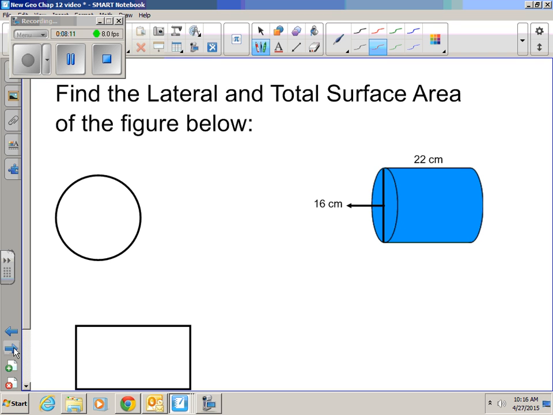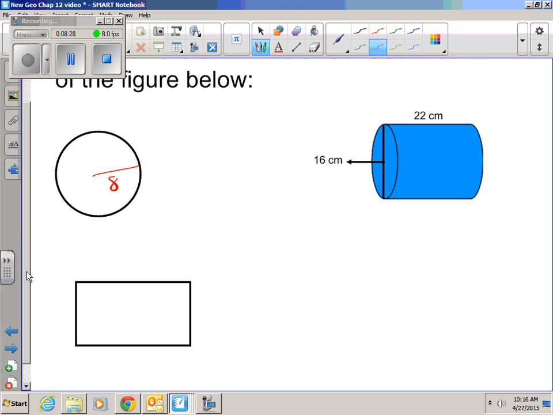So, if I want to find the lateral and total surface area of the figure below, I'm going to have a circle. That's my base. I'm going to actually have two of them. The circle has a diameter of 16, so it has a radius of 8. And then I'm going to have a rectangle. That's the lateral surface area that has a total height of 22 and a circumference of the circle, which is going to be 16 pi.